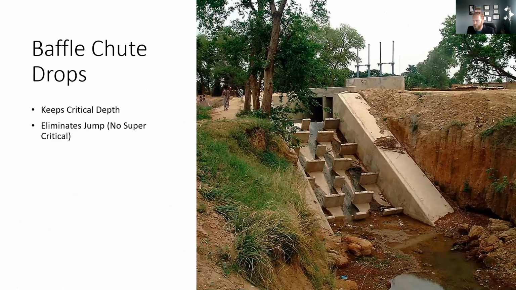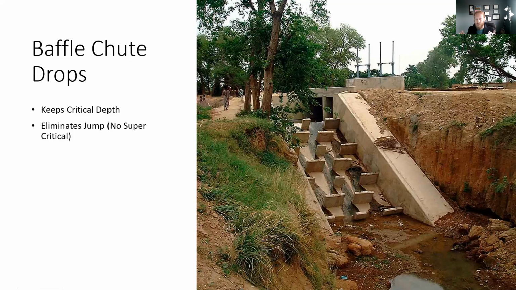Another way to control the release of flow is called a baffle chute drop. Now, what a baffle chute drop does is something different. We have all these baffle chutes that are offset from each other, and that makes sure that you never get supercritical flow. So the theory behind the baffle chute drop is that you don't let a jump happen, that the water spills over into the baffle chute and you never get to supercritical flow.